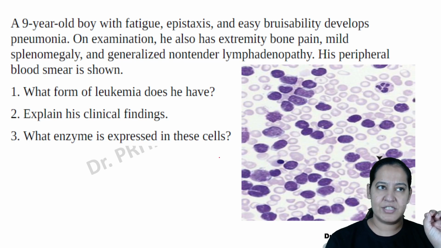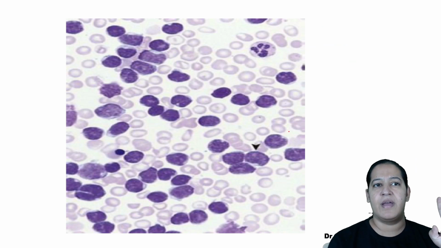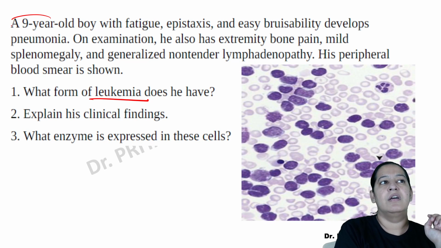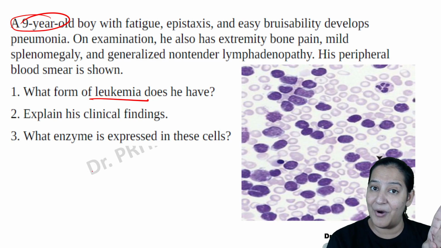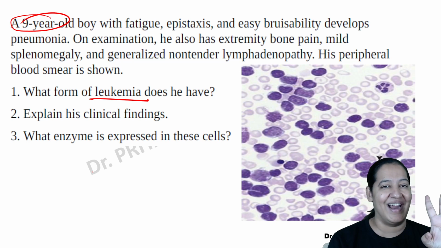This is the next question in front of you. Again, identify which type of leukemia it is. Okay, we will read the question. It is a 9-year-old boy. So age is important. He's a child. Only one leukemia occurs in a child out of the four.